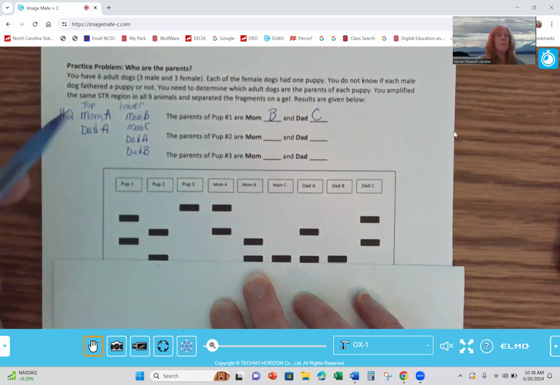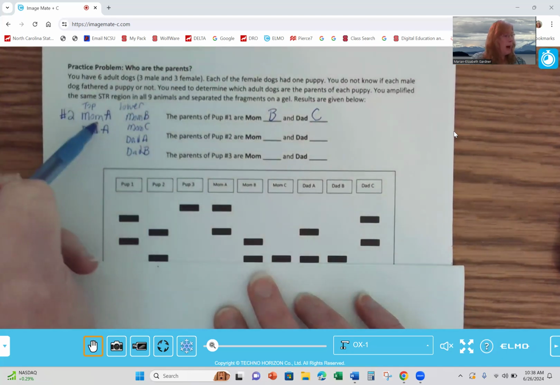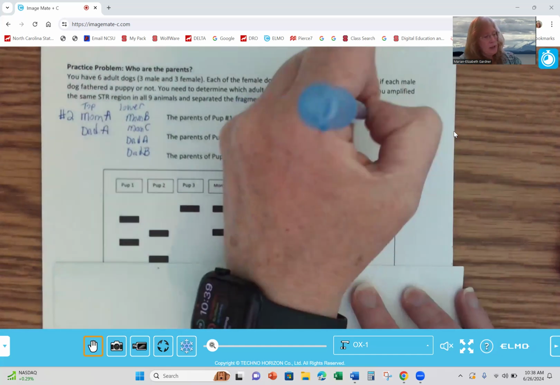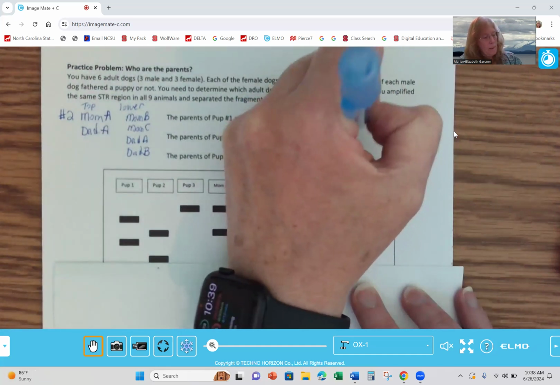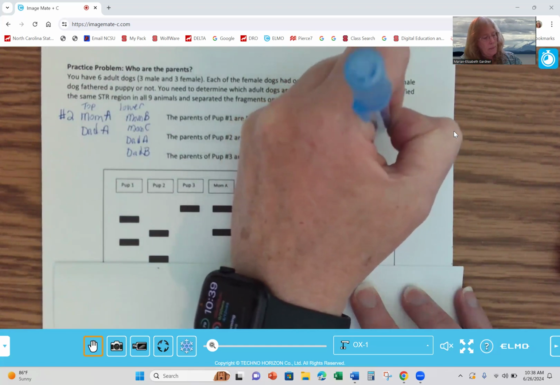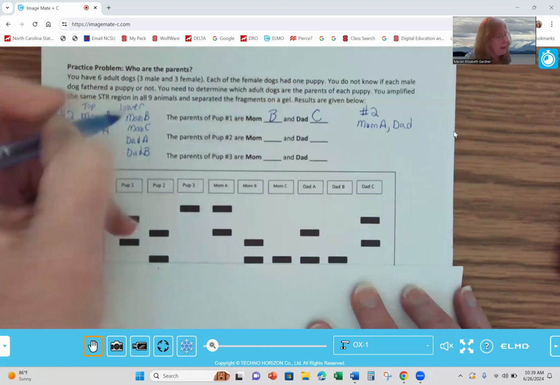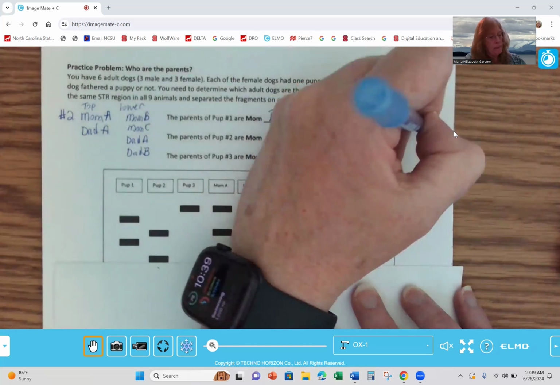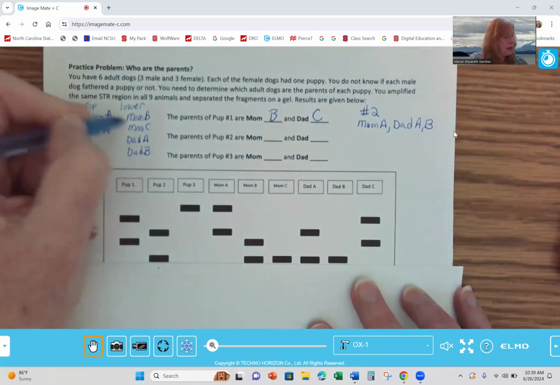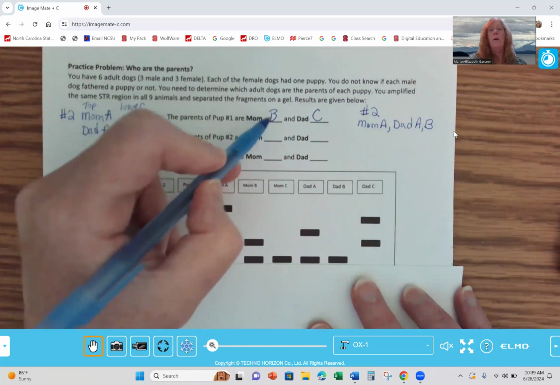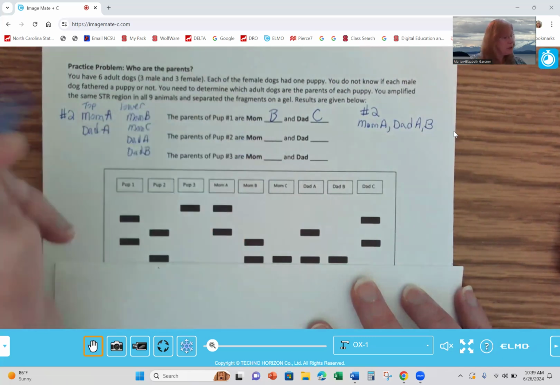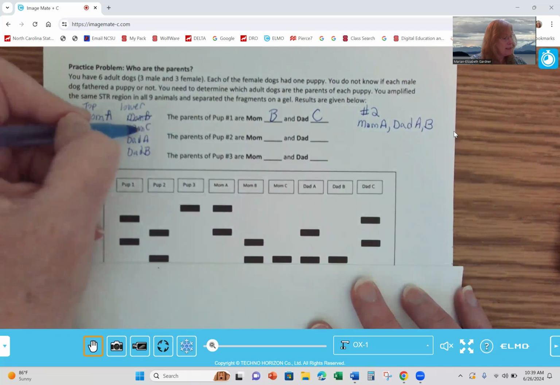So let's think of the possible combinations. If it was mom A, it could be either dad A or dad B. So possible combinations for number 2: mom A, because if the top band came from mom, the lower one had to come from dad, dad A or B. Or we could have mom B. Oh, nope, can't have mom B. We already used mom B, and we know this had to be the parents of pup 1, and each mom only had 1 pup. So that's not going to be it. Or it could be mom C and dad A.